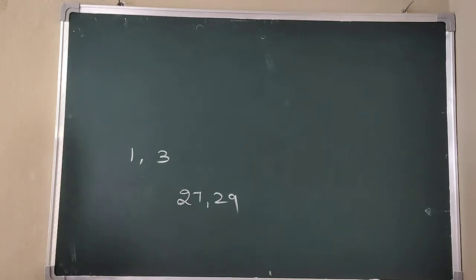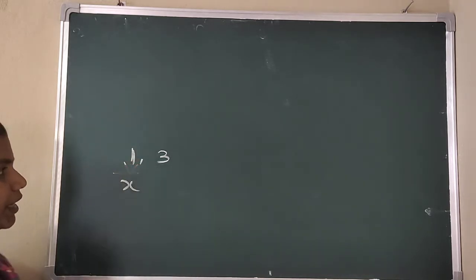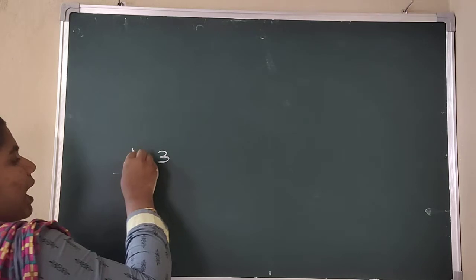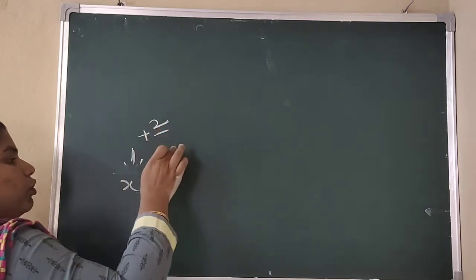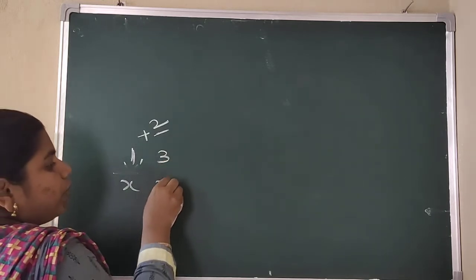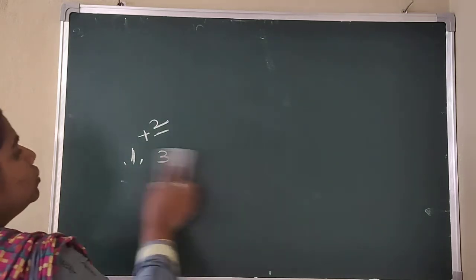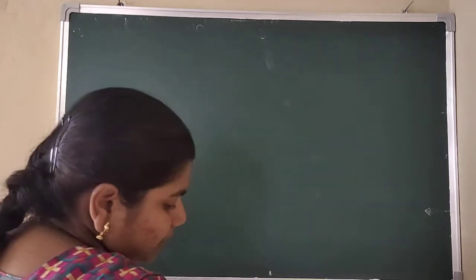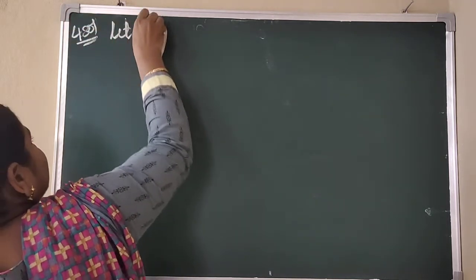So how to take these consecutive odd numbers in terms of x now? If the first one I am taking in the form of x, then for 1, how much are you adding to get 3? For 1 you are adding 2 to get 3. That means we have to add plus 2 for this x. So here x and x plus 2 are the consecutive odd numbers. If you are adding any two consecutive odd numbers, the result will be 56.